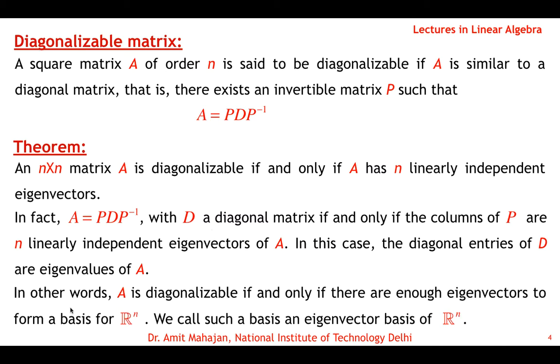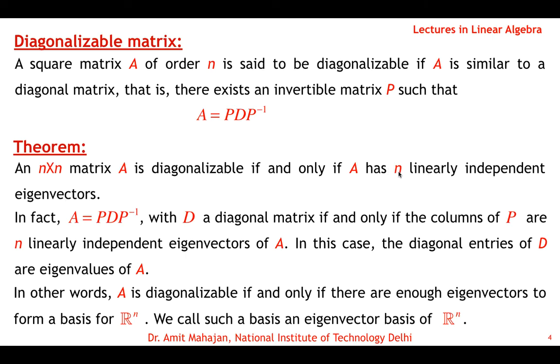Further, in other words, a matrix is diagonalizable if and only if there are enough eigenvectors to form a basis for Rn. So clearly for an n cross n matrix A, A should have n linearly independent eigenvectors.